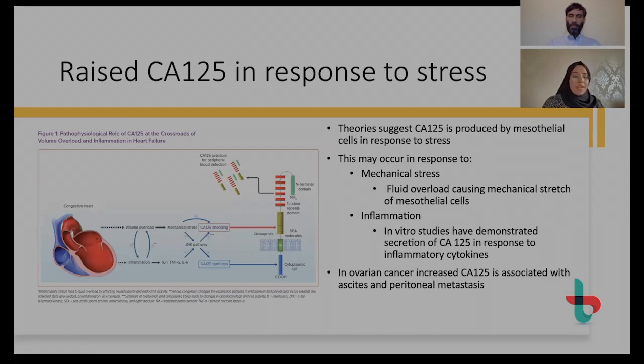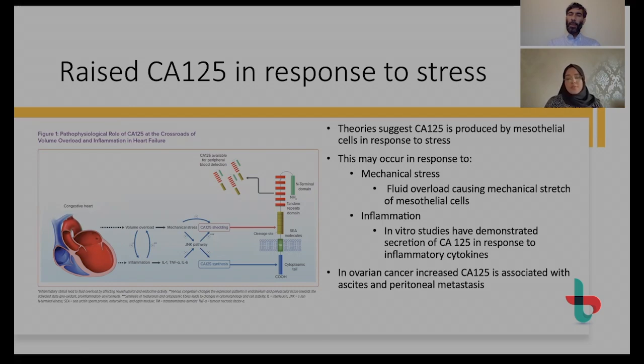At the same time, there's also inflammation at the local tissue level, and this inflammation results in release of inflammatory cytokines such as interleukin-1, tumour necrosis factor, and interleukin-6. So this inflammatory response results in increased synthesis of CA125, and this has also been demonstrated in in vitro studies, where there is an increased secretion in response to inflammatory cytokines.